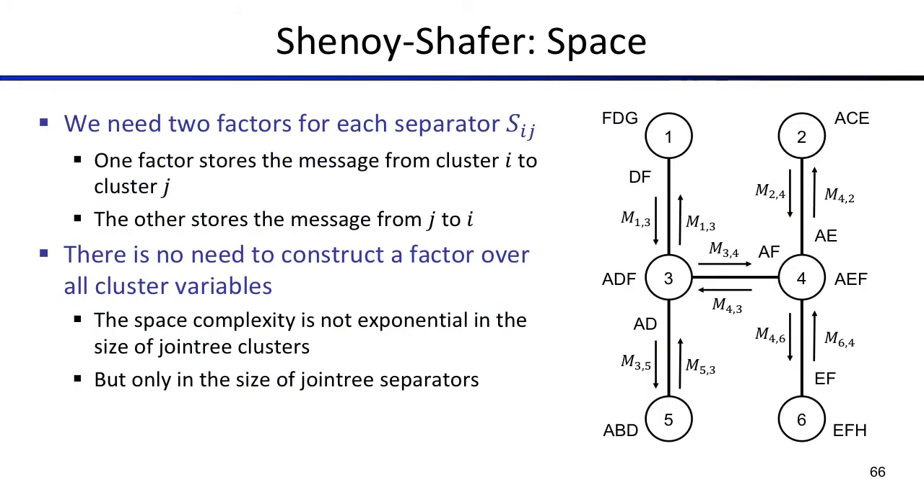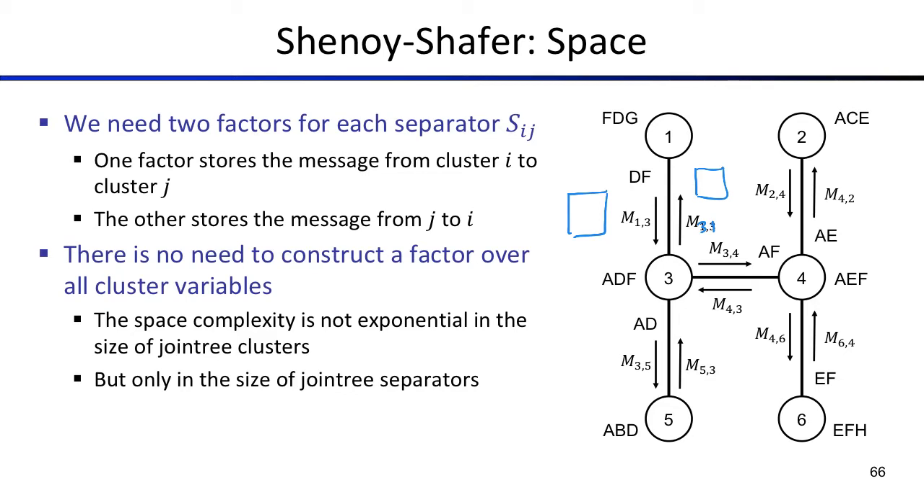Okay, one interesting aspect of the Shenoy-Shafer architecture is how it stores the messages. It's interesting to note that only the messages are stored. The Shenoy-Shafer architecture reserves one factor for each message, and we have two messages per edge. So I'm going to have one here and one here. Actually this is 3, 1 and not 1, 3, so it's going from 3 to 1.